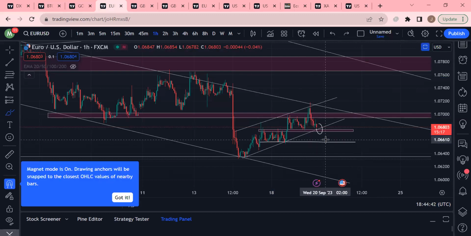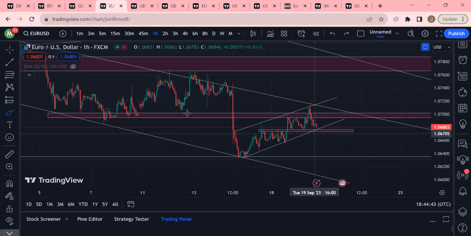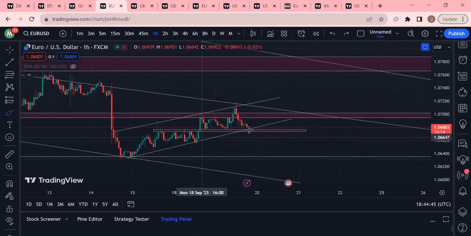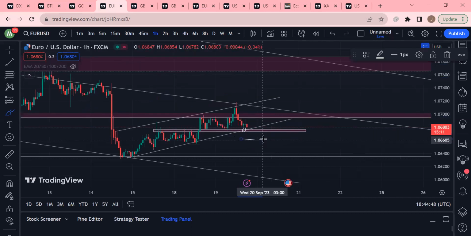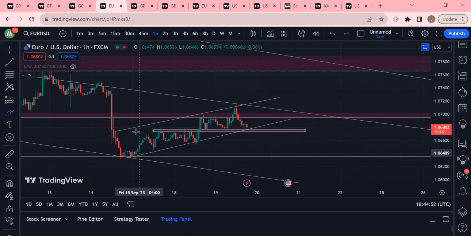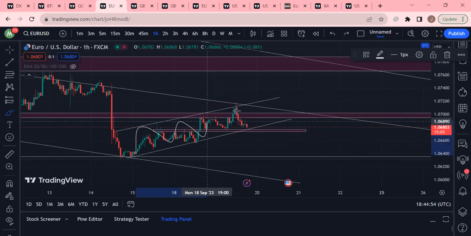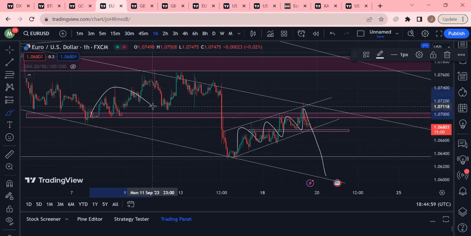It might dip down, but we are not supposed to break below. Now, I'm not buying below here. I'm supposed to buy from here. If I want to take an aggressive entry, I'm supposed to buy from here because it's still inside this rising wedge. So 60% of the time, it's supposed to break and continue its trend to the downside.